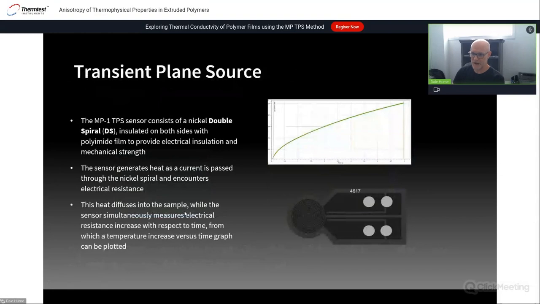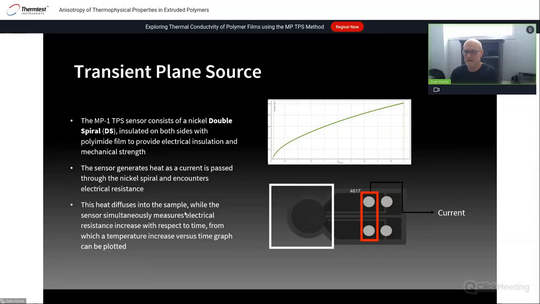So a little bit of background or theory on the transient plane source. It is a double spiral of nickel encapsulated in polyamide or Kapton. The sensor generates heat. The active test area is within that square, that double spiral. When a measurement is made, a current passes through these two principal contacts, and we simultaneously sense electrical resistance.